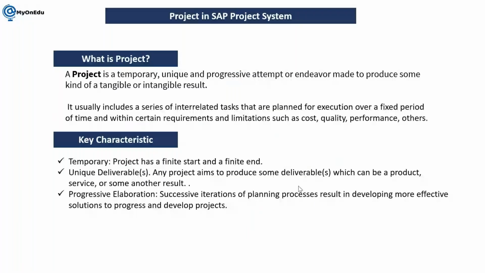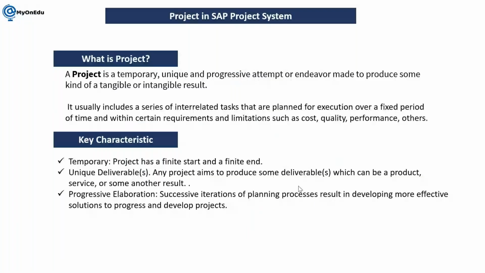Temporary means it will have a start date and an end date. And unique, every project will be unique, and a progressive attempt. Progressive attempt means you need to perform some activities and you are going to incur some cost. All these activities will be interlinked to deliver this tangible or intangible product, product or services. So here, in your own language, you can explain what a project is.